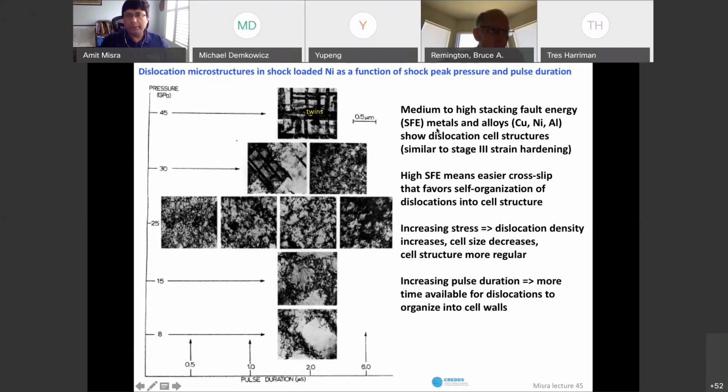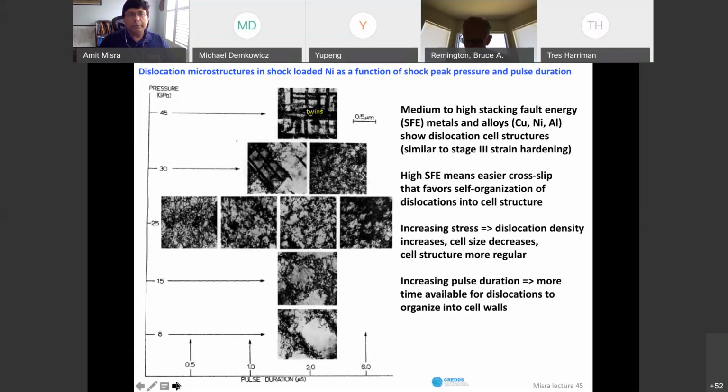Generally, in medium to high stacking fault energy materials, you'll see dislocation cell structures: aluminum, nickel, copper. This is similar to the stage 3 strain hardening. And in high stacking fault energy materials, cross slip will favor the self-organization of dislocations. So you can get straight away into the stage 3 strain hardening with increasing stress and increasing pulse duration.